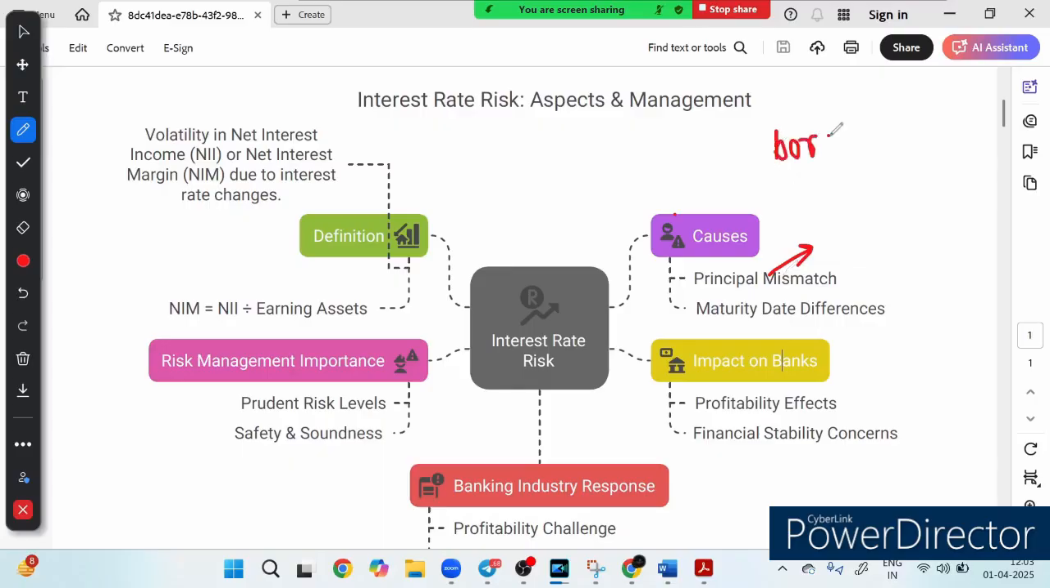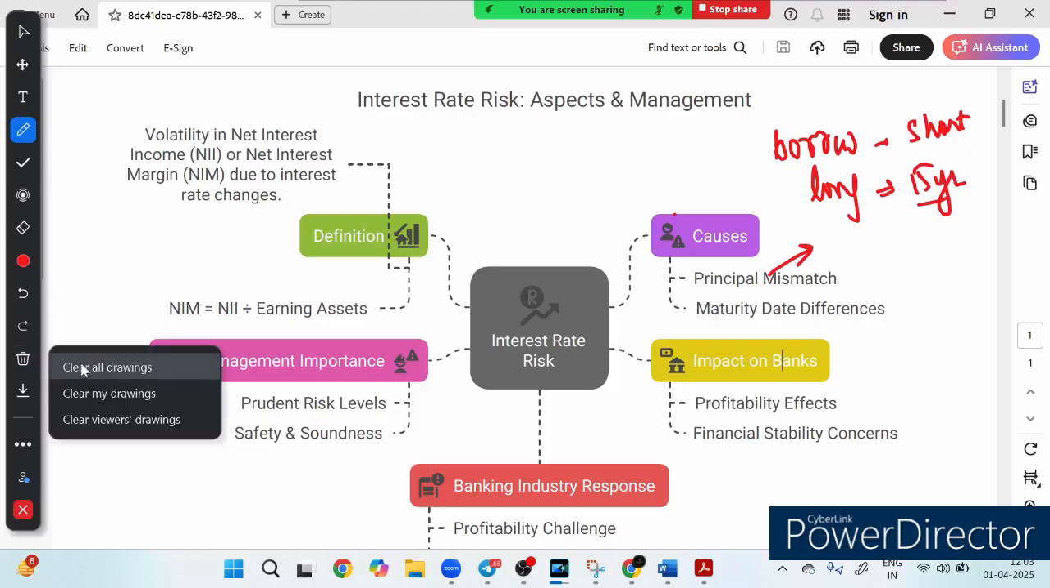So suppose they borrow for short term, for 1 year or 2 years, and they lend for long term, like 15 years or 20 years. So this is the principal mismatch or maturity date mismatch, right? When assets and liabilities don't mature at the same time. So these are the two main reasons of interest rate risk.